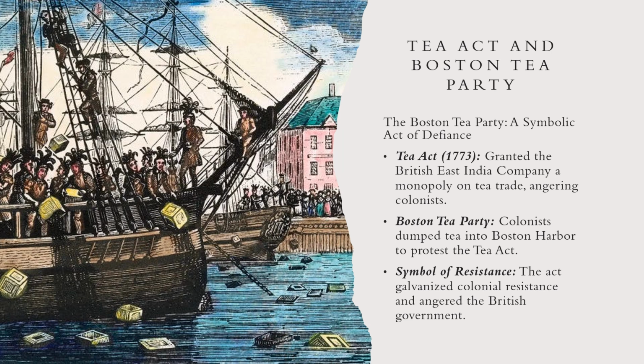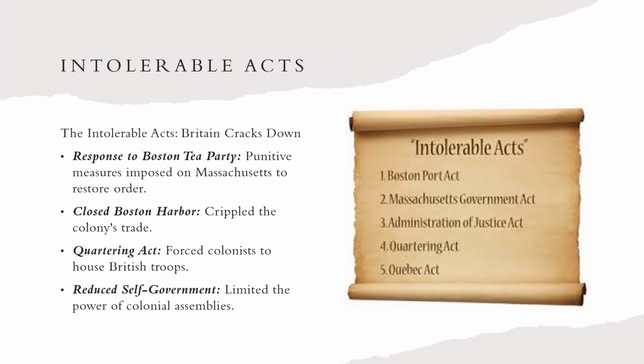In response, colonists in Boston staged the Boston Tea Party, a daring act of defiance where they disguised themselves as Native Americans, boarded the British ships, and dumped 342 chests of tea into the harbor. This event, though costly, was a powerful symbol of colonial resistance and a turning point in the relationship between the British and the colonies. The response to the Boston Tea Party was swift and harsh.